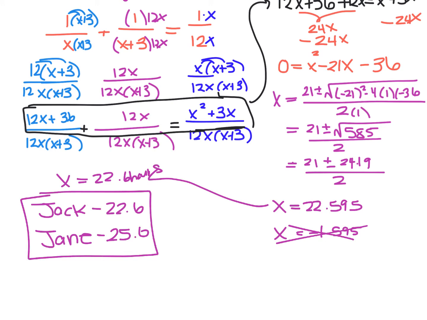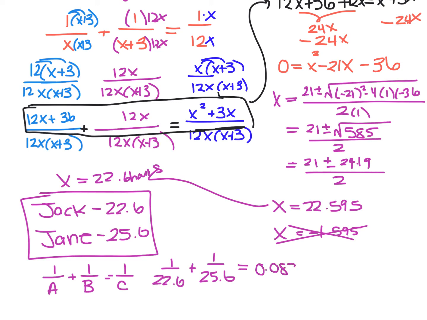Now, if you think that this doesn't look quite correct, you can check it. And you can say, okay, well, my equation that should work is 1 over A plus 1 over B equals 1 over C. Well, let's check this. 1 over 22.6 plus 1 over 25.6. So if we take that, we find that that equals approximately 0.083. And then if we take 1 over 12, we find that that also equals 0.083. So we have in fact found the correct number of hours it would take Jack and Jane to complete that same work by themselves if they didn't work together.